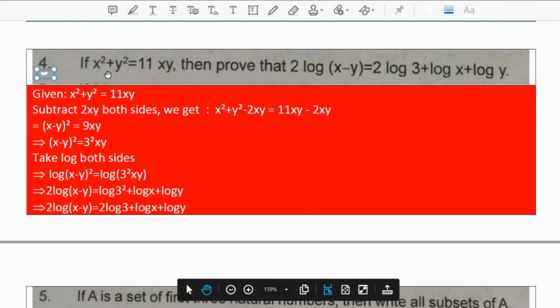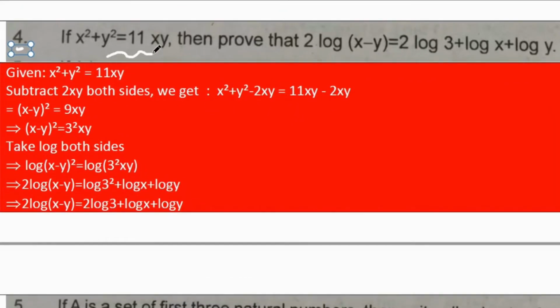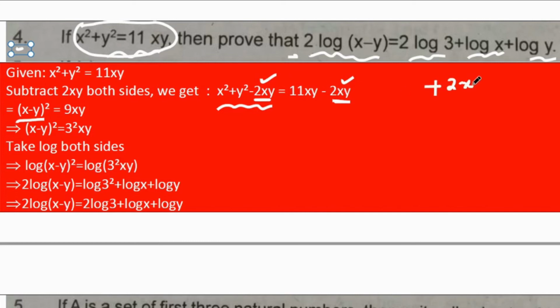Fourth question, if x square plus y square is equal to 11xy, then prove that 2 log (x minus y) is equal to 2 log 3 plus log x plus log y. So to prove this one, we have to take the given condition, students. x square plus y square is equal to 11xy, and we have to subtract minus 2xy on both sides. Now the question comes, why do we have to subtract minus 2xy only on both sides? To convert this expression x square plus y square minus 2xy into the form of (x minus y) whole square, we have to subtract minus 2xy. Remember, students, for such type of problems you have to either add 2xy on both sides or subtract minus 2xy on both sides.